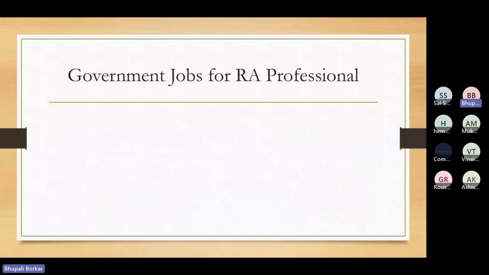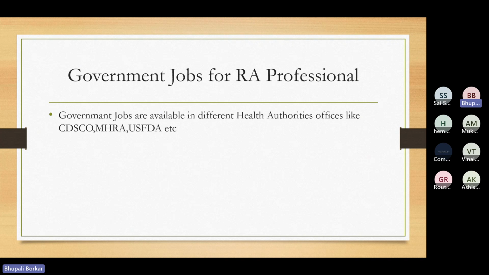Now you have chances in government jobs for RA professionals. You can work in different health authorities like CDSCO, MHRA, USFDA, plus you can work in hospital pharmacies, community pharmacies. You have jobs like pharmacist. In local FDAs also you can work where you can get a job like DI. You have food inspector. These are the government jobs which are open for you to be a part of as an RA.